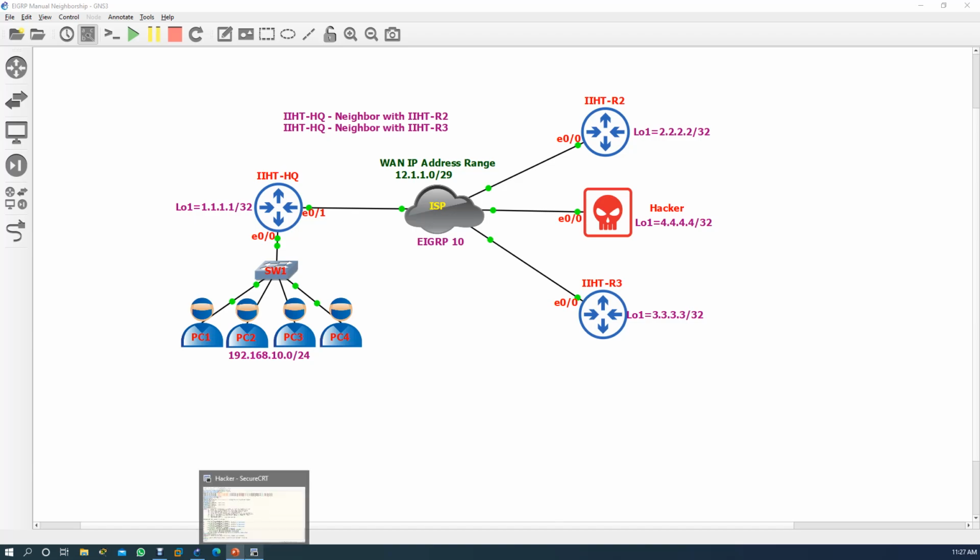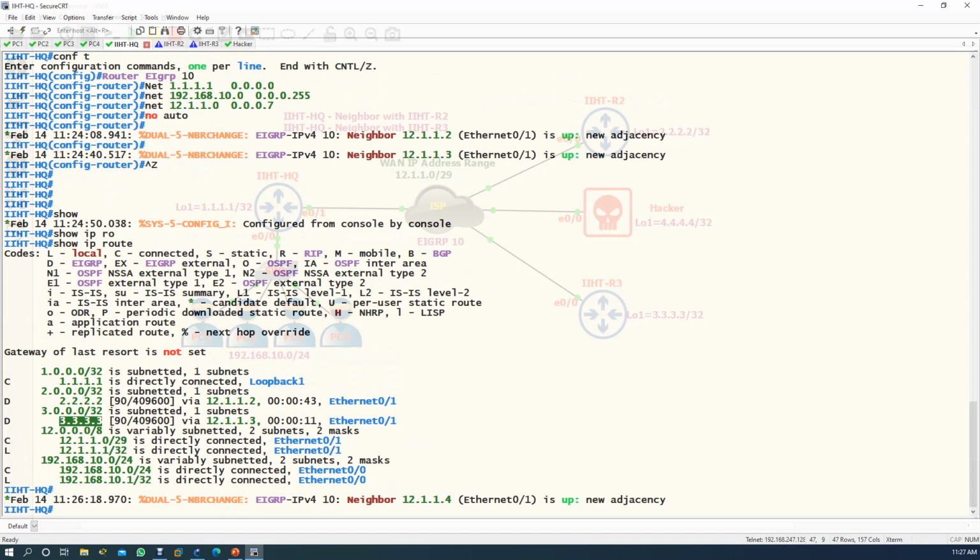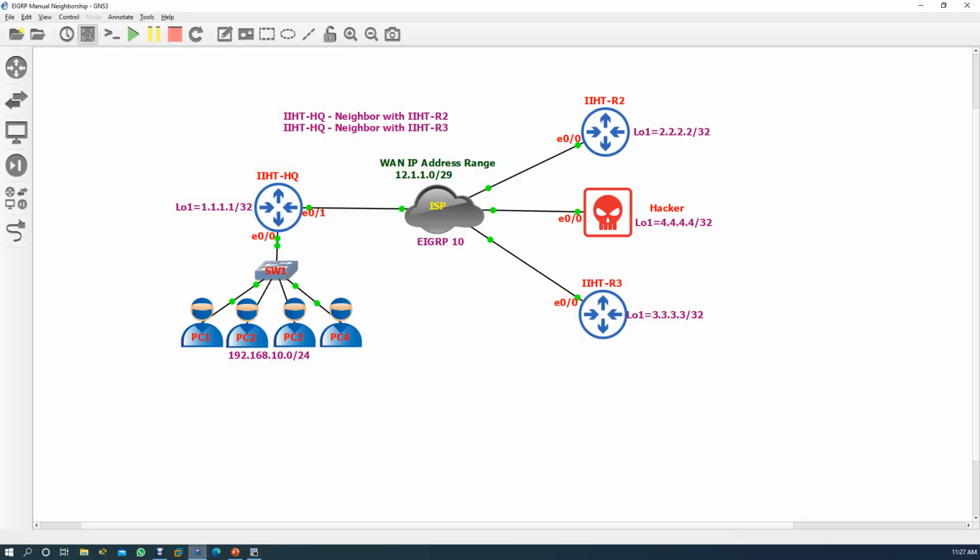So come to the headquarter router. In manual neighborship, I have already written one condition: IST headquarter has to become neighbor with R2, and IST headquarter has to become neighbor with R3, not R3 and R2 becoming neighbors. If R2 users want to communicate to R3, they should come to the headquarter and go like this. They should not communicate directly, just for security reasons.